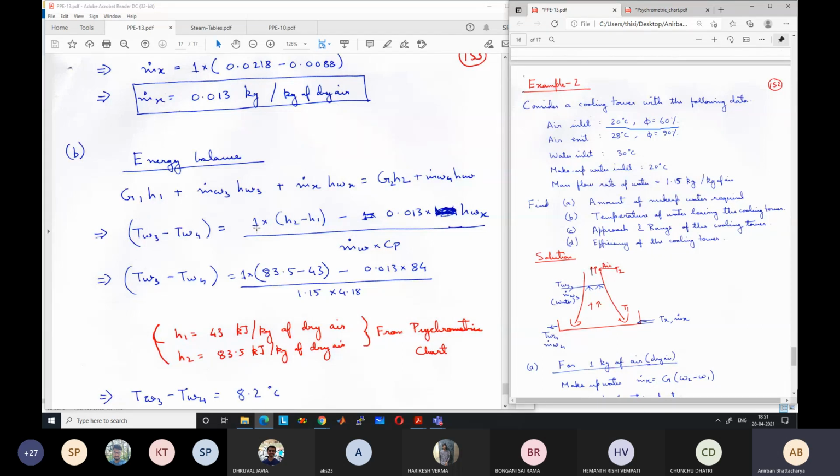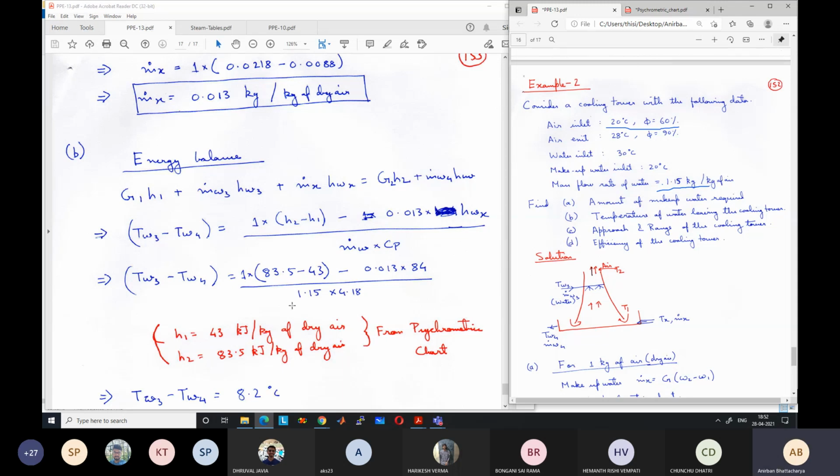HWX, which is the enthalpy of the makeup water per unit mass, divided by m dot w, the mass flow rate of water, into Cp of water. Again, some approximations have been taken here while checking the Cp value. You can take Cp as 4.2 or 4.18. I have taken 4.18. Mass flow rate of water is given as 1.15 kg per kg of dry air, because we are calculating per kg of dry air.